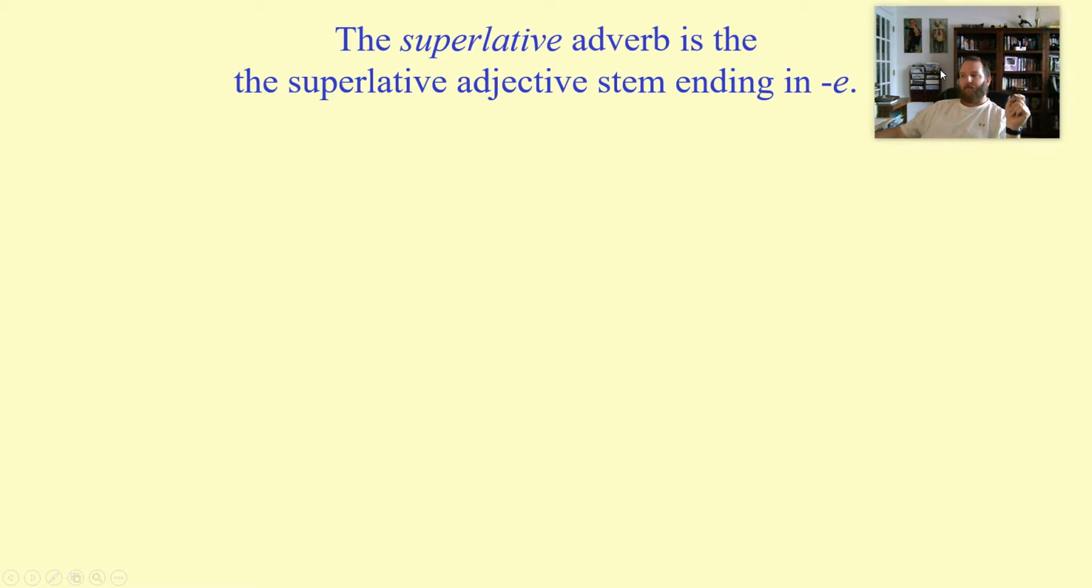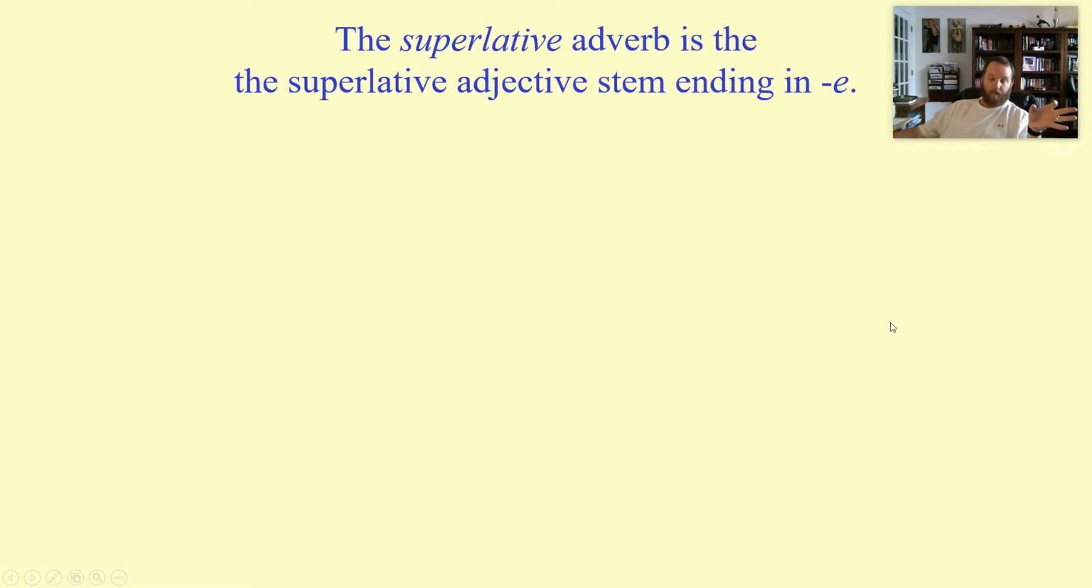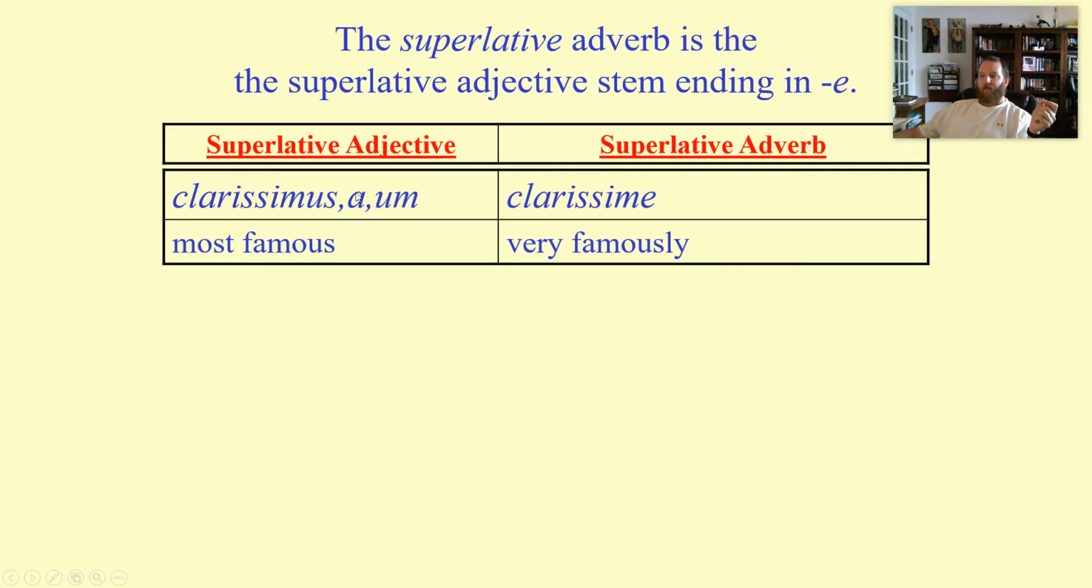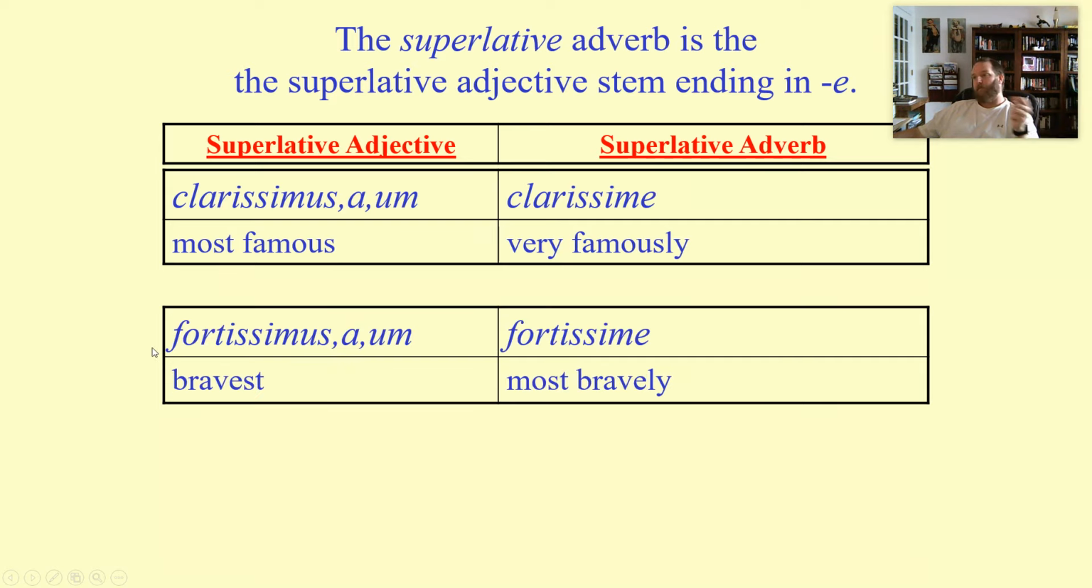Now, what about superlatives? Because that's how you make comparative adverbs. Superlative adverbs, they're also not too hard. The superlative adverb is basically the superlative adjective, but you replace the ending with an E. So clarissimus goes to clarissime. That would be the superlative adverb very famously. Fortissimus goes to fortissime, most bravely or very bravely.